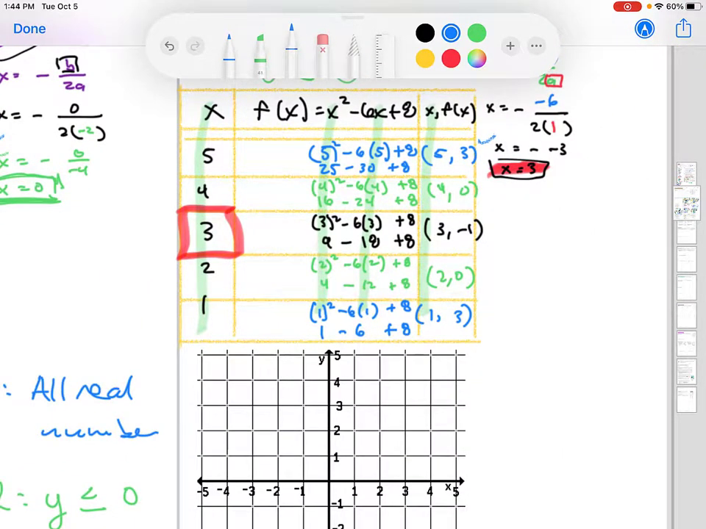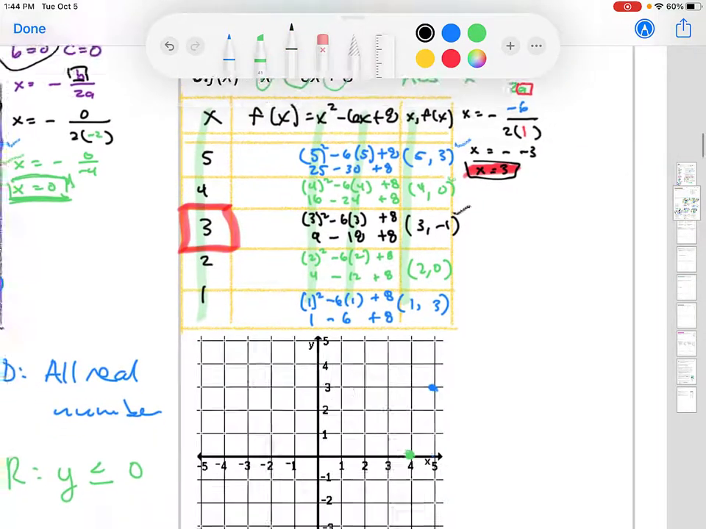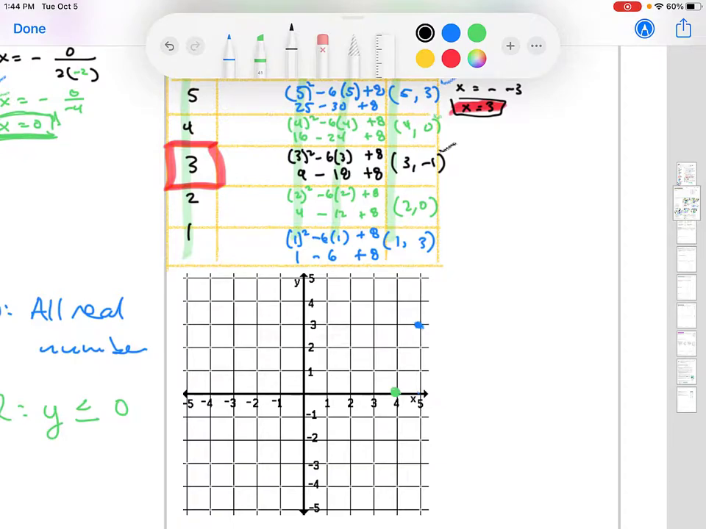5, 3, so right on the 5 on the x-axis, and then up 3 on the y-axis. 4, 0, so right 4 on the x, then stay. Right 3, down 1. Right 3 from the origin, down 1. Right 2, stay because it's 0 on the y-axis, and last one, right 1, up 3. Got a graph right here.